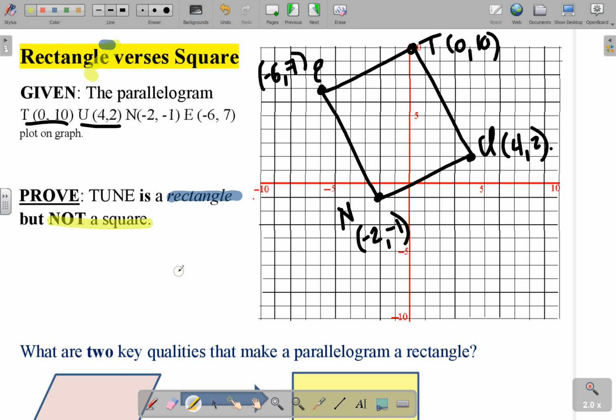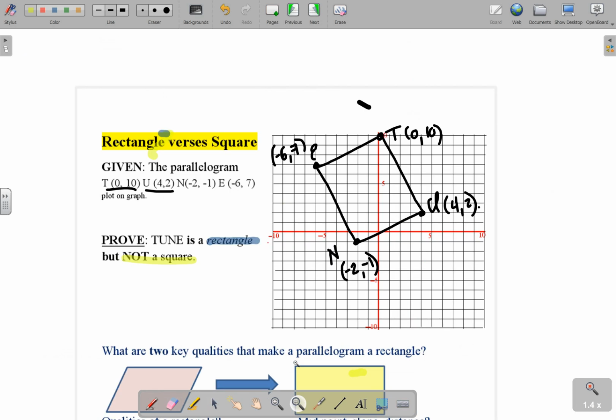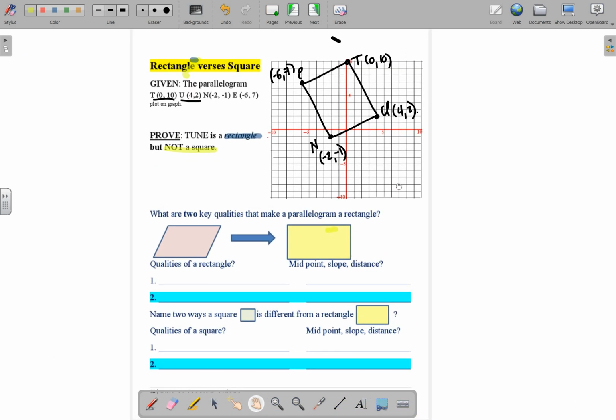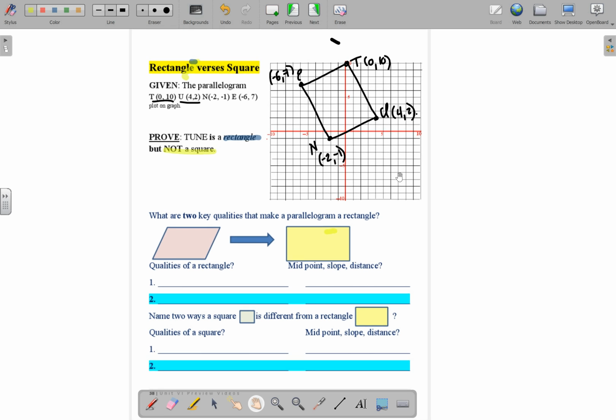So you ask yourself a positive and negative. Let's stretch this out a bit. Ask yourself, what are the two unique qualities that make a rectangle a rectangle? The first one is that you have 4 right angles. Now, if I want to prove right angles, I have to prove lines are perpendicular. So if I want to go that way, I have to use slope.